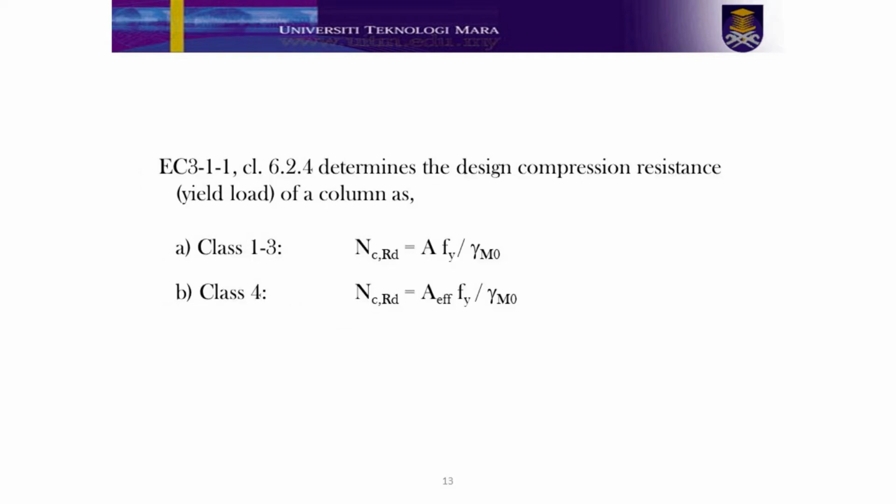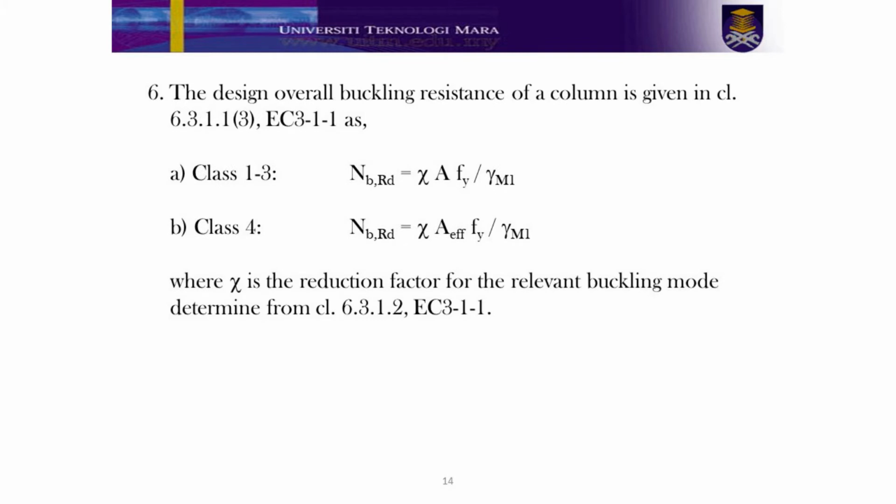The design requirements for compression members are given in EC3-1-1, Clause 6.2.4. The design overall buckling resistance of a column is given in Clause 6.3.1.1, EC3-1-1, as given in equation A for Class 1 to Class 3, and B for Class 4, where the reduction factor for the relevant buckling mode is determined from Clause 6.3.1.2, EC3-1-1.